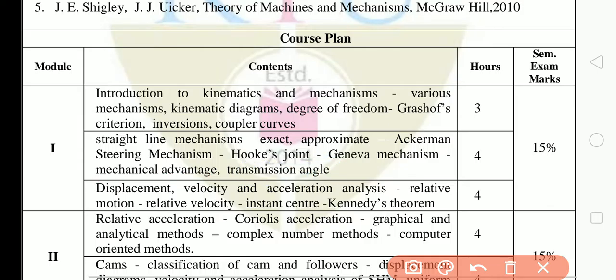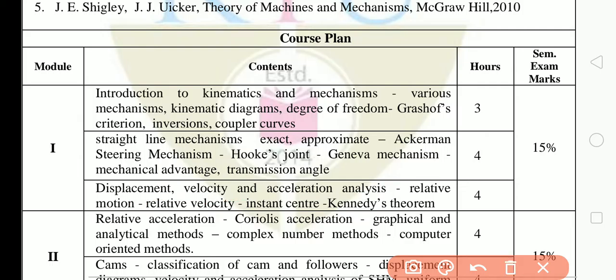When we come to the third part, it is actually analysis of mechanisms, not synthesis. We will analyze the displacement, velocity and acceleration of different mechanisms. Different mechanisms will have different acceleration, velocity and displacement at different points, and the analysis of these is very important for properly designing the mechanism. We will come across various methods to study the displacement, velocity and acceleration of mechanisms. That is how the first module is split.